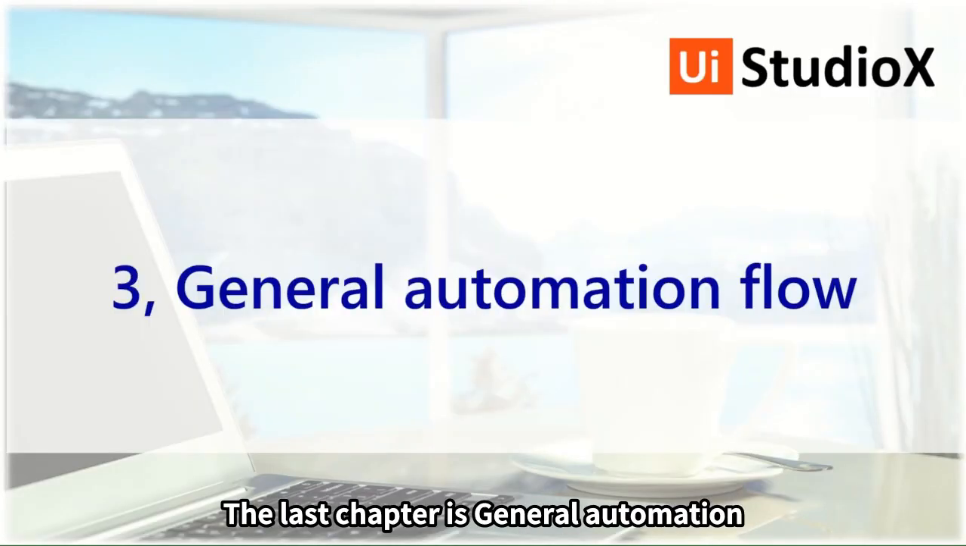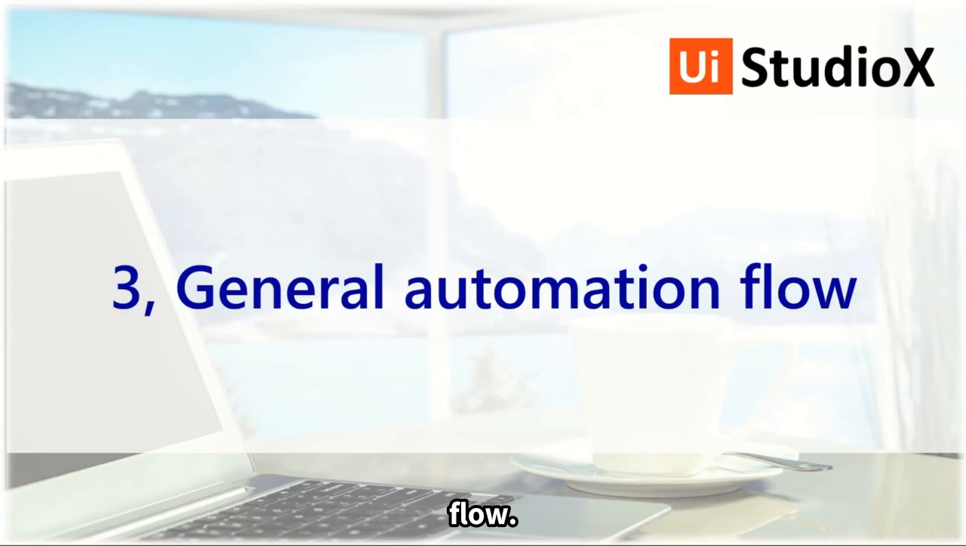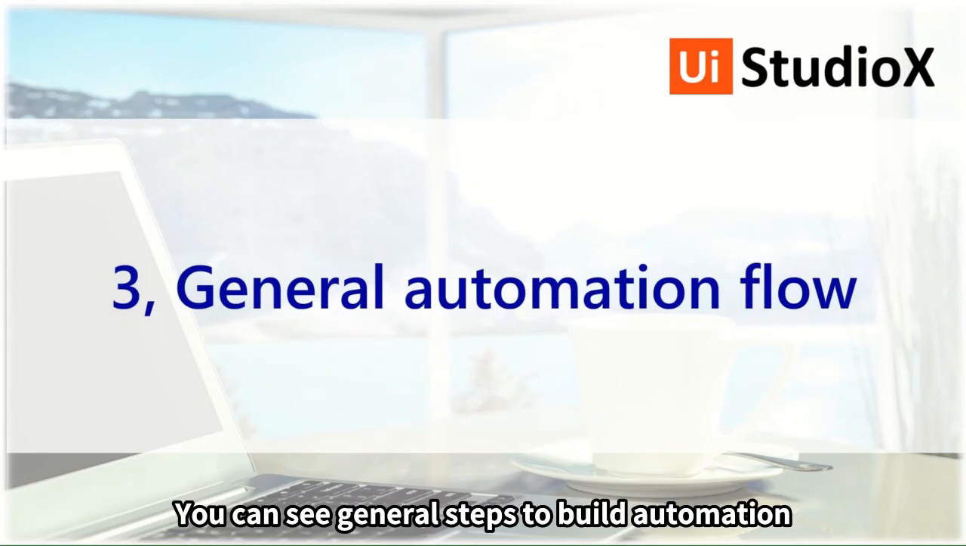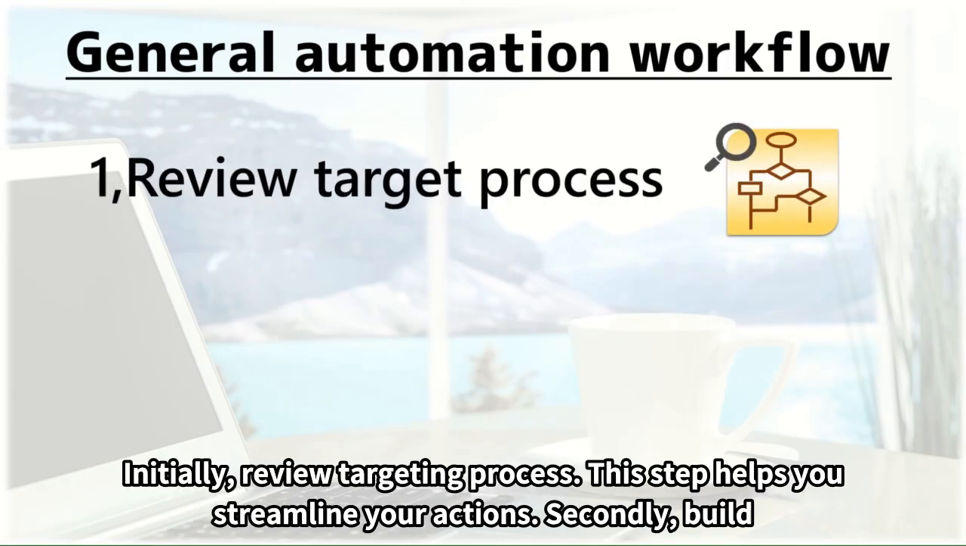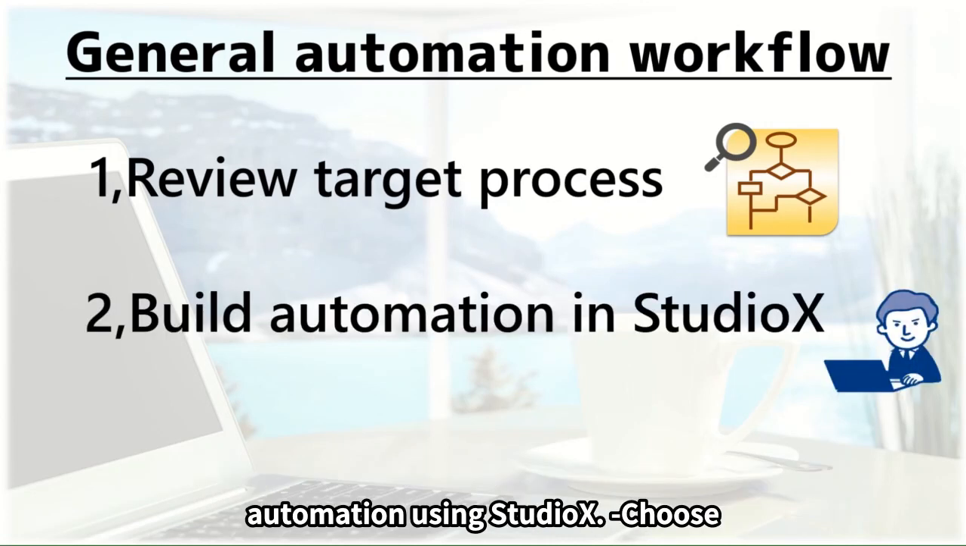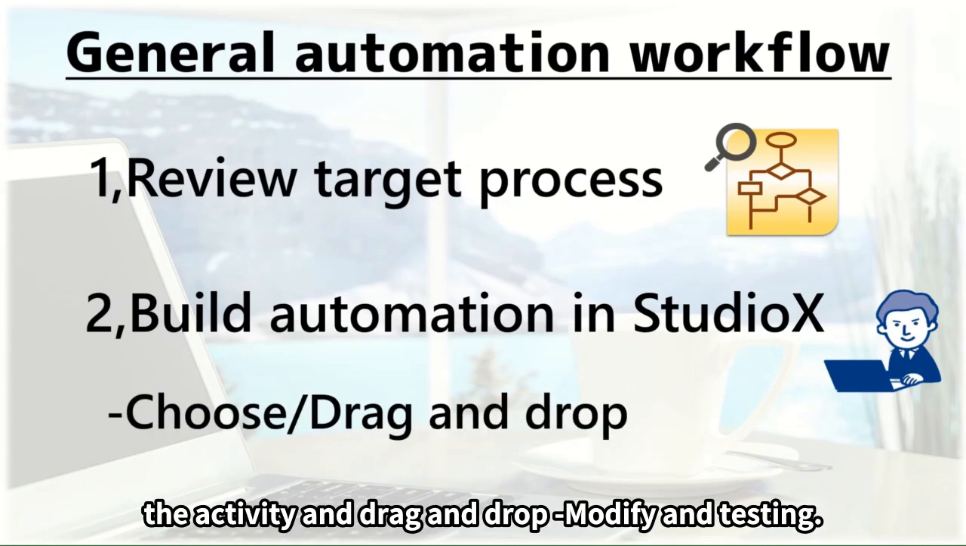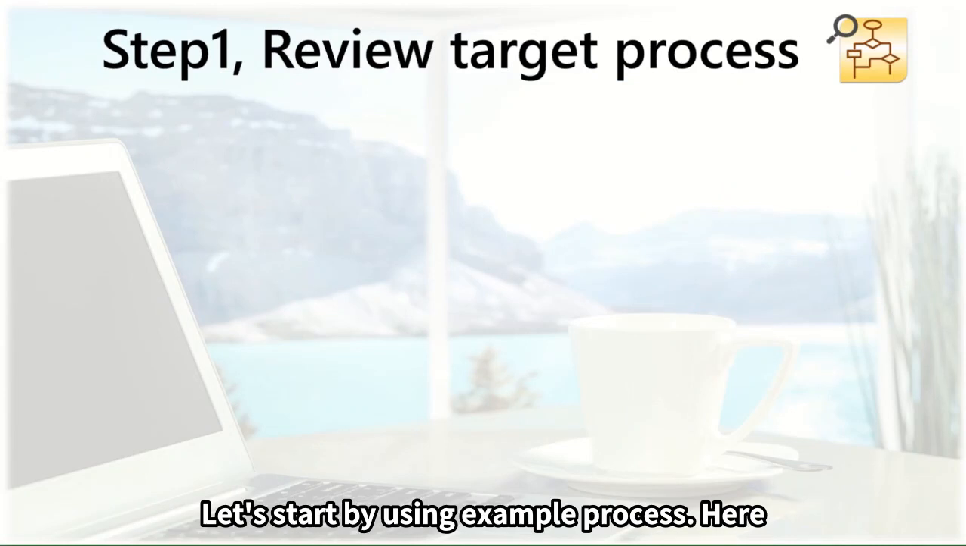The last chapter is General Automation Flow. You can see general steps to build automation from scratch. Initially, review the targeting process. These steps help you to streamline your actions. Secondly, build automation using StudioX. Choose the activity and drag and drop, modify and test. Let's start by using an example process.